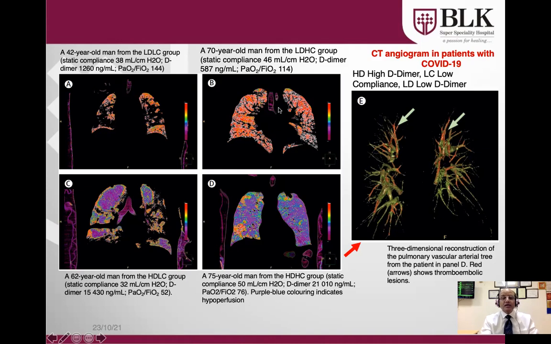Another patient is in the low D-dimer group, but again, here you have high compliance. Static compliance is 46, PF ratio 114. But another patient who belongs to the high D-dimer group with high compliance, now you see things are pretty bad. So D-dimer, whether it is low compliance or high compliance, is a bad thing. And you can see that here the PF ratio has come down to 76. Purple blue coloring indicates hyperperfusion, and you have evidence of significant thromboembolic lesions in the vascular tree.